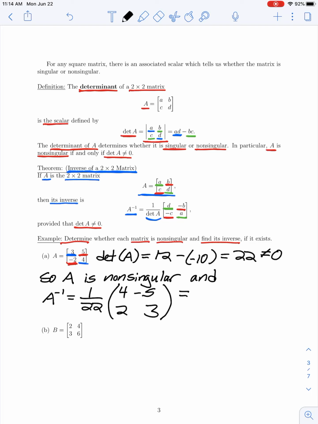And now simplifying, we're taking a scalar multiple, 1 over 22, of our matrix. So we just apply that scalar to each entry of our matrix. So we have 4 over 22, negative 5 over 22, 2 over 22, and 3 over 22 for the inverse matrix. Or if you want to simplify the entries in the first column of this matrix, you could say 2 over 11 and 1 over 11 for the entries in that first column.